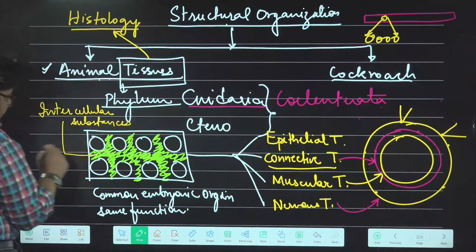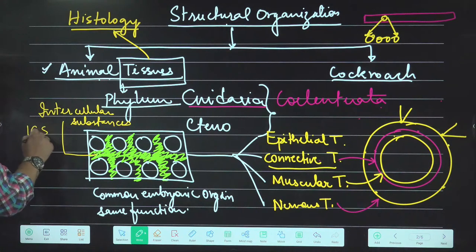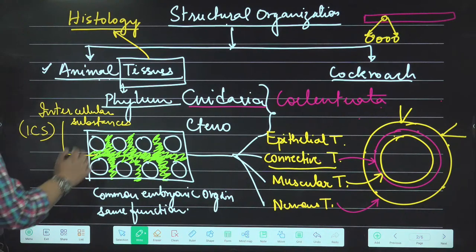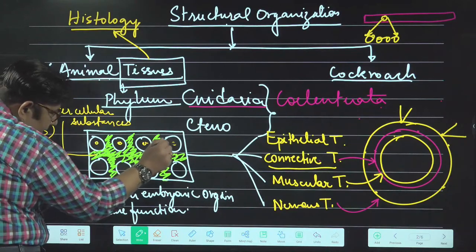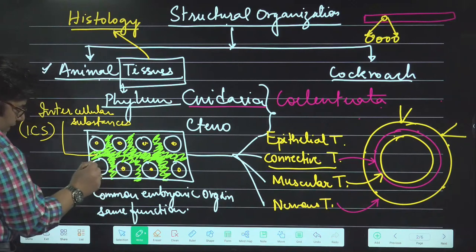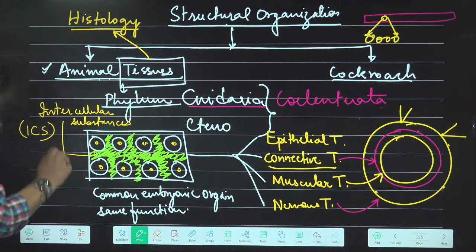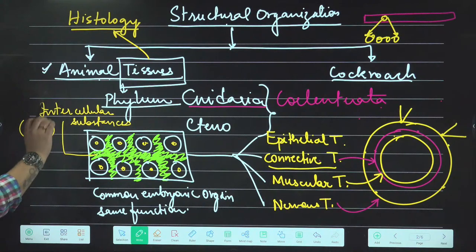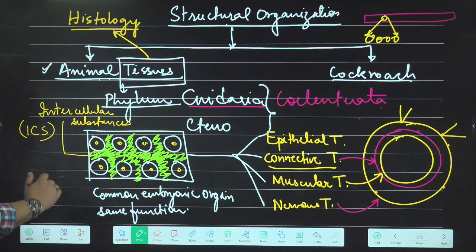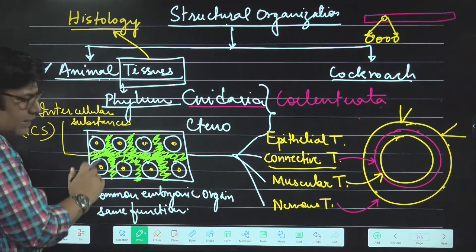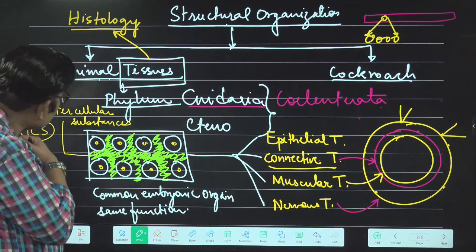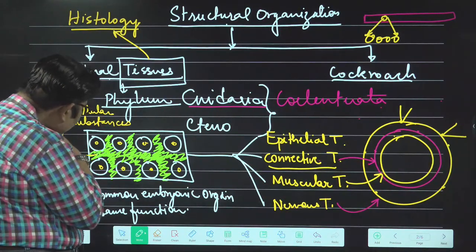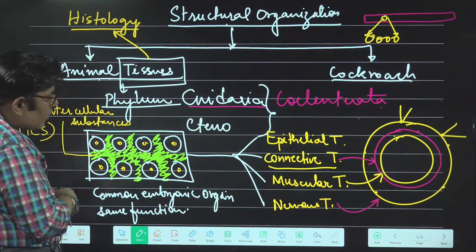Intercellular substances, okay? From now onwards, I call it ICS, intercellular substances. So the complete cells and the intercellular substances, this complete thing is considered as a tissue. So tissue is not only the cell, but the small material between the cells also is a part of the tissue. So that has to be included in the definition of tissue. Understood? Okay. And these cells have a common embryonic origin and have a common function.